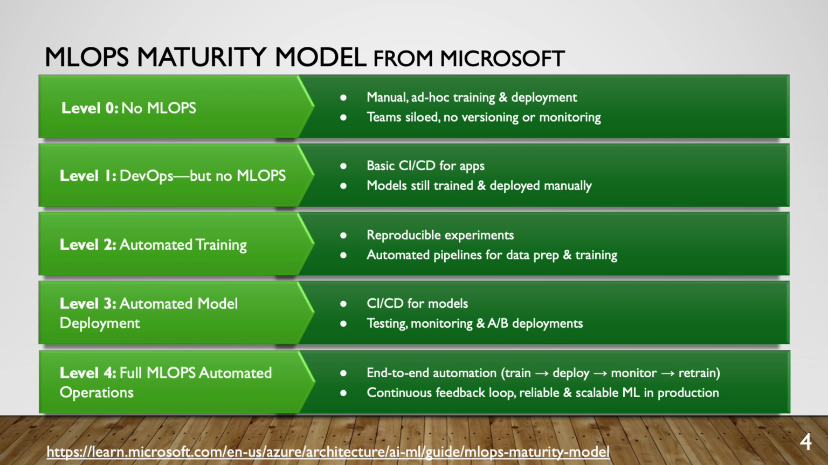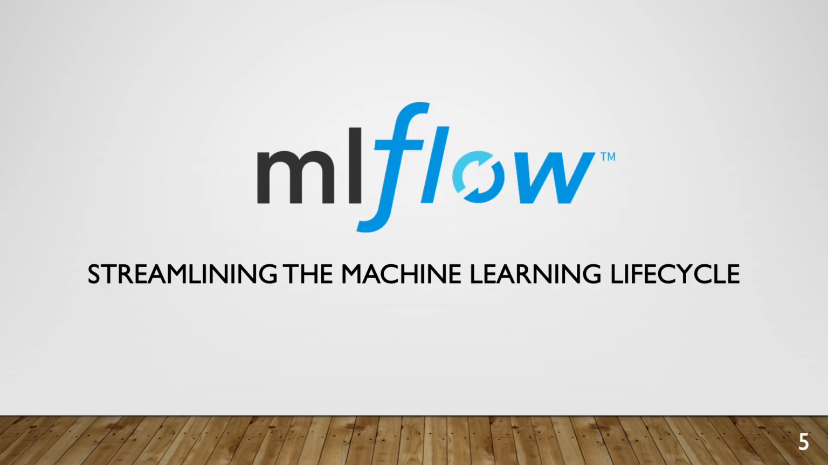Microsoft defines a maturity model for MLOps. At level 0, there is no MLOps, everything is manual. Then level 1 introduces DevOps, but models are still deployed manually. Level 2 adds automated training pipelines, and level 3 enables automated deployment and monitoring. And level 4 is full MLOps with end-to-end automation and continuous feedback.